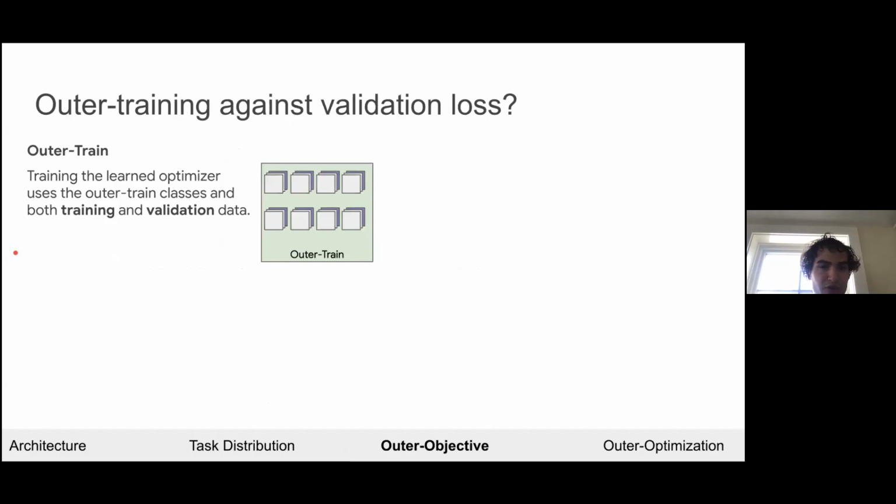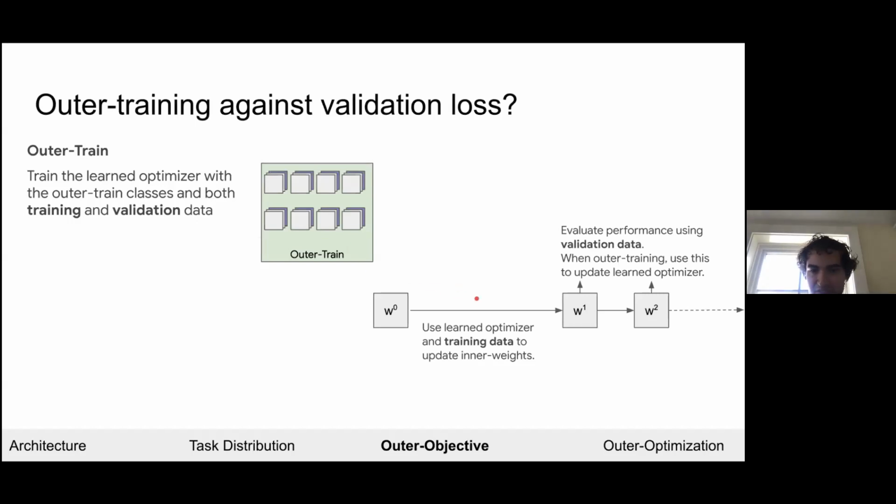Now, usually when I say we're going to meta-train on validation loss, people get concerned that we're overfitting or going to cheat somehow. So I wanted to lay out exactly what we mean to show that we're not cheating in any way. When we're training our learned optimizers, we're using the outer training distribution. And this contains both training data and validation data.